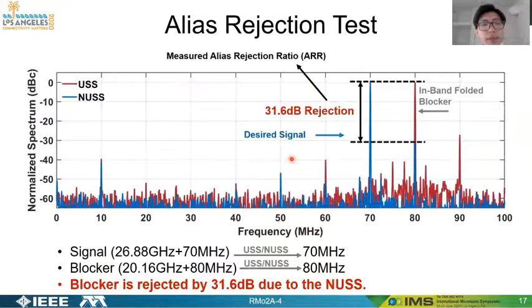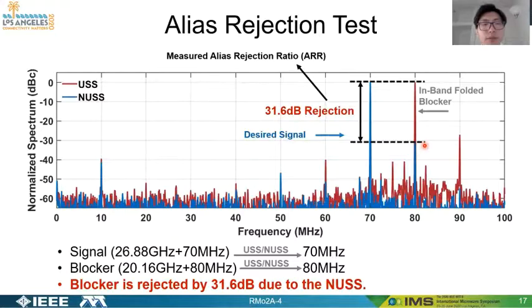This figure shows the measured spectrum of the chip output after post-processing. The signal is 100 MHz single sideband, and the spectrum is shown within the signal band. In the uniform subsampling case, the magnitude of the folded blocker is the same as the magnitude of the down-converted signal. In the non-uniform subsampling test, the folded blocker is rejected by over 30 dB thanks to the spectral alias spreading.